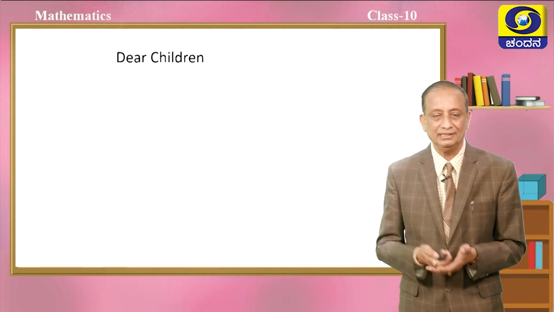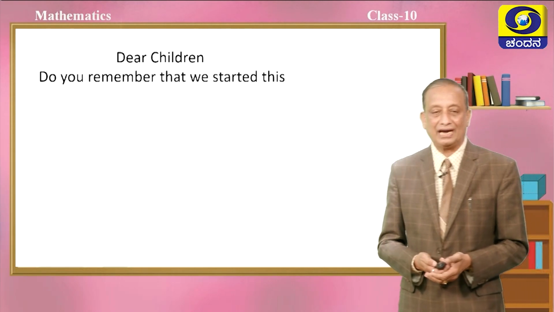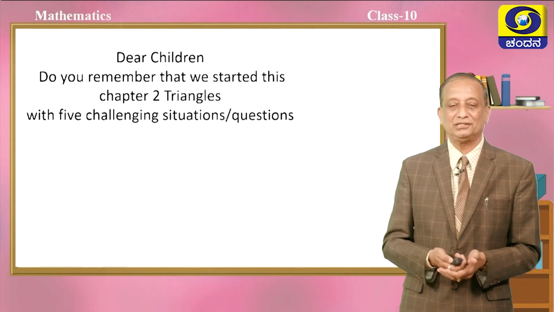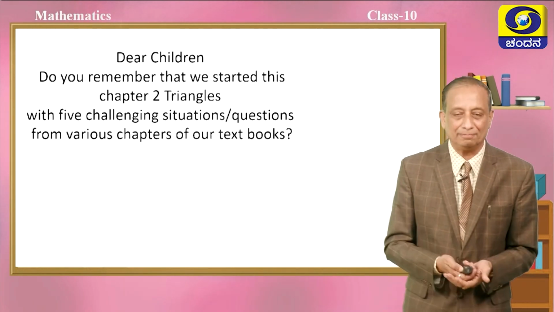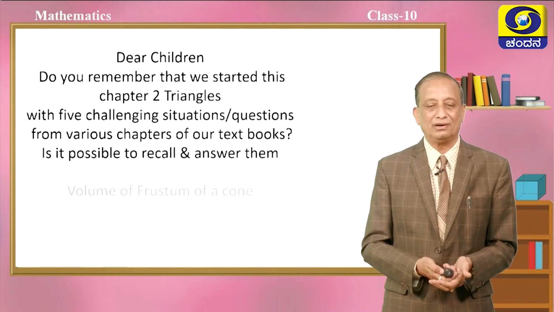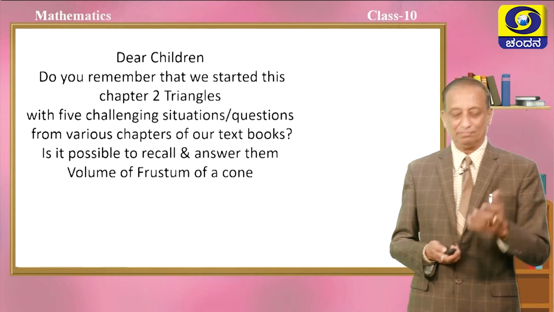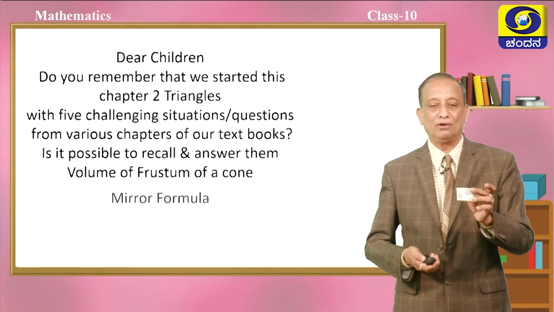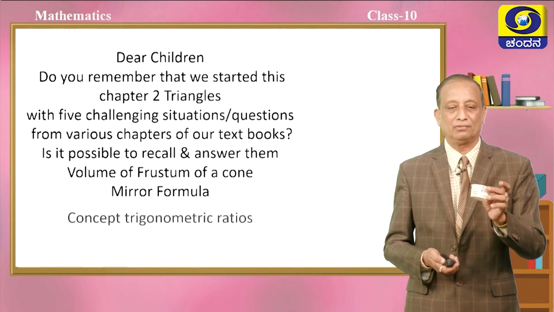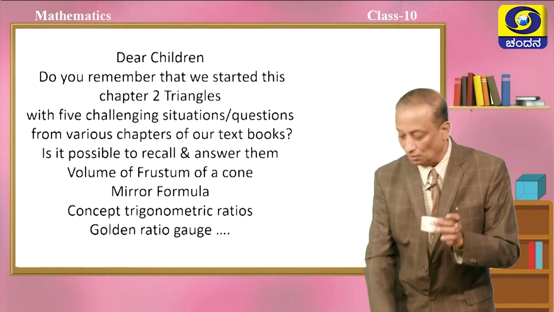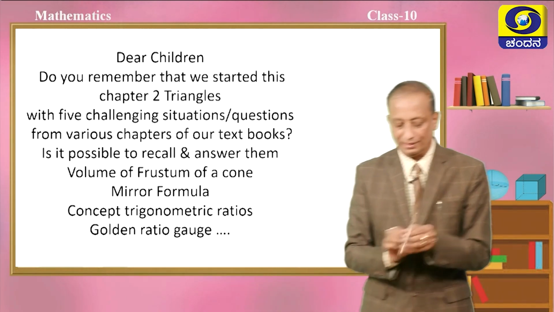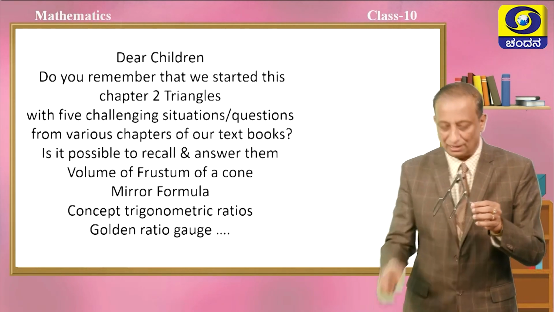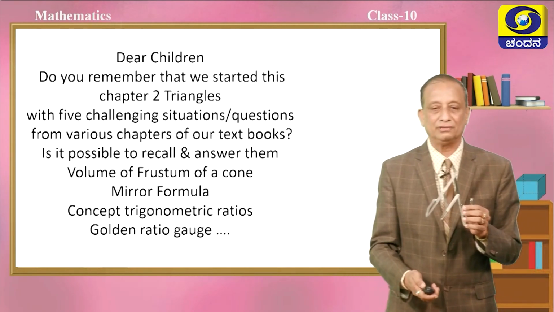Dear children, do you remember that we started with chapter number 2, Triangles, with 5 challenging situations or questions from various chapters of our textbook? Is it possible to recall and answer them, children? Can you remember the volume of a frustum? So this can be easily understood now with all the concepts we have discussed: mirror formula, concept of trigonometric ratio, and even the golden ratio, golden rectangle, gauge also. So all these things can be understood with the help of the concepts we have discussed, children.